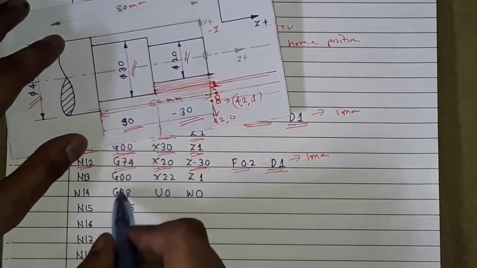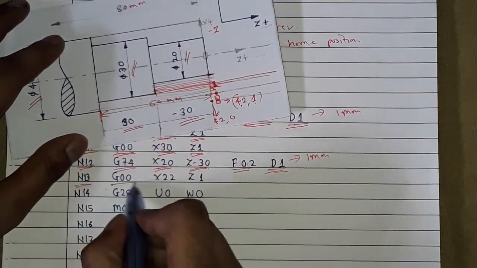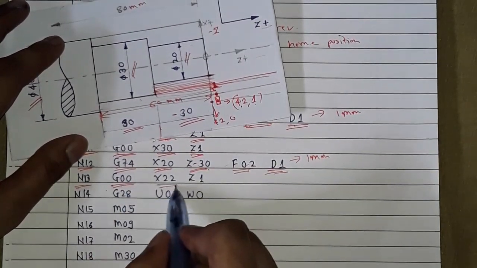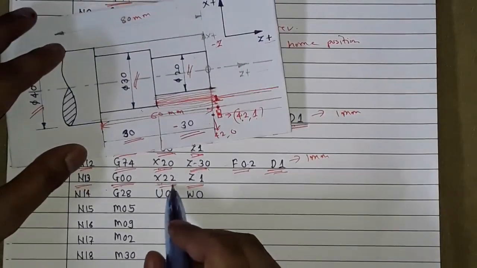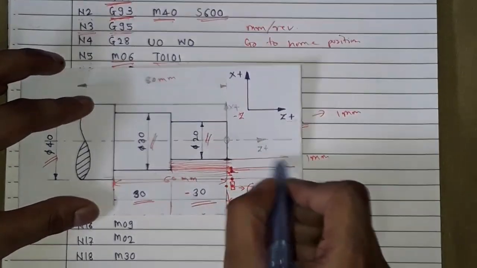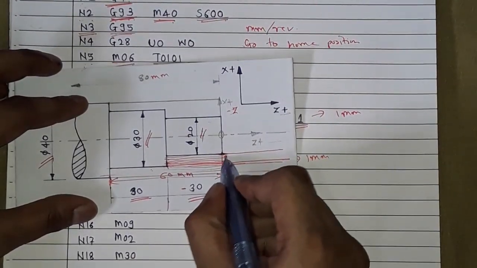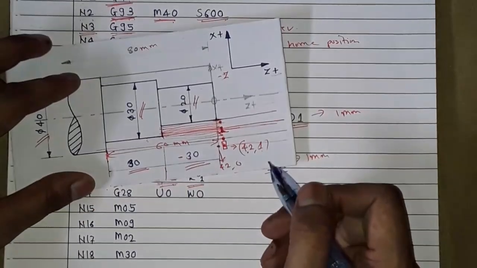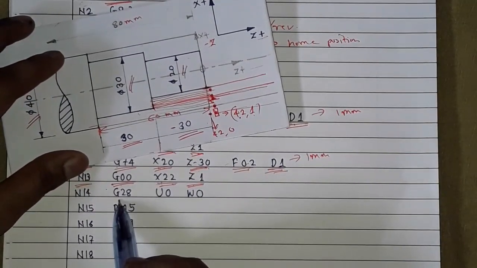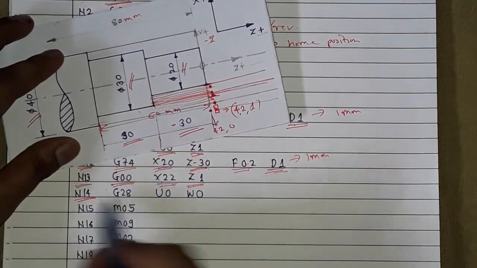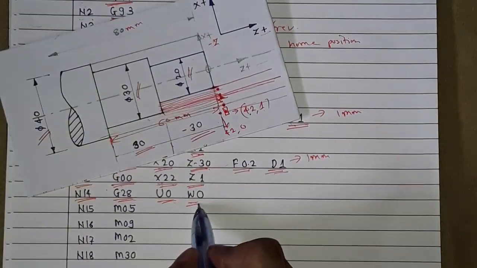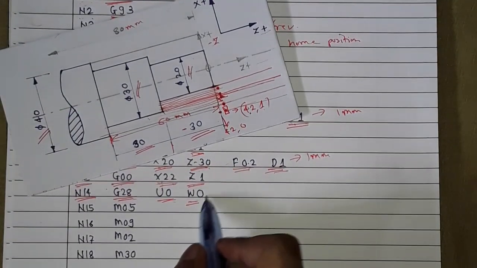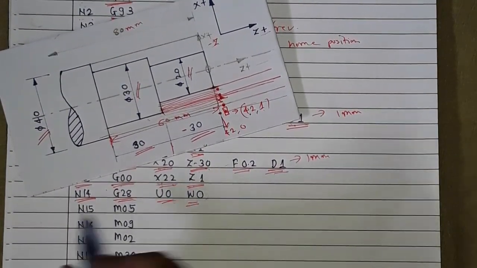Next is, friends, N13 G00 X22 Z1. Again rapid tool positioning to X22. Suppose this is 20, X22 will be here and this is Z1, so the tool will be here now. Next N14 G28 U0 W0. Now go to home position, the tool will go to the home position here.